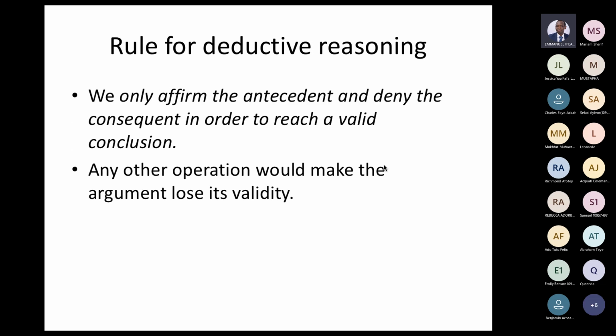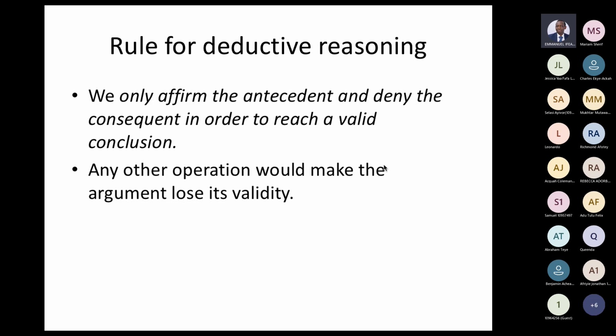Let's see about that. This is a rule for deductive reasoning. We only affirm the antecedent and deny the consequent in order to reach a valid conclusion. Any other operation will make the argument lose its validity. So the only valid argument is to affirm the antecedent or deny the consequent. If we deny the antecedent, it will be an invalid argument. And if we affirm the consequent, it will be an invalid argument.